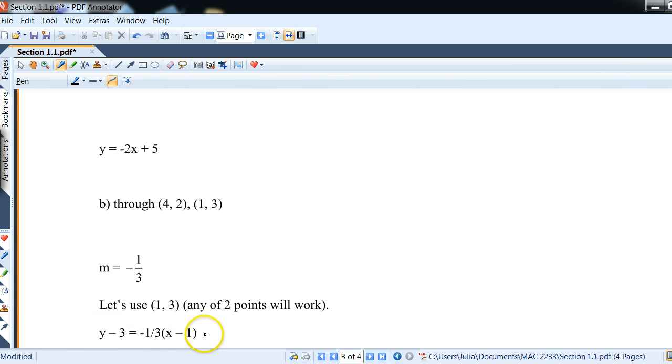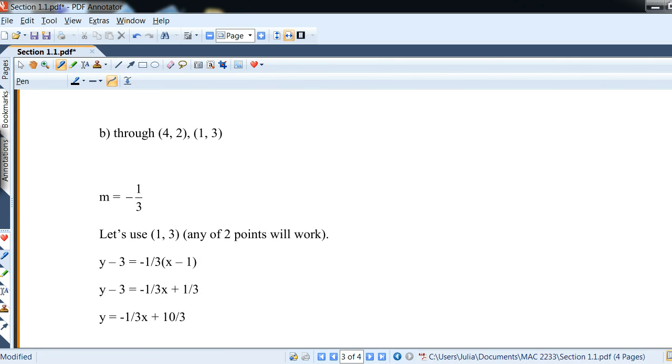So I set it up right here. And it's the same way. You should be able to distribute the negative 1/3. You'll get a little fraction work here. Then you would add 3, which is 9 over 3. And this is how we'll get 10 over 3 right here.